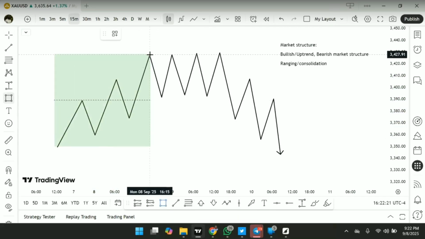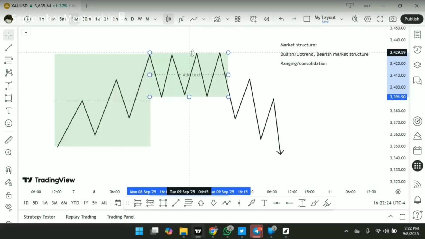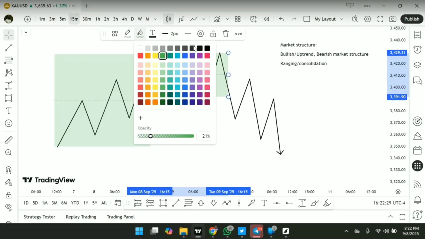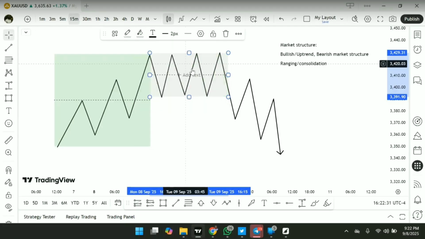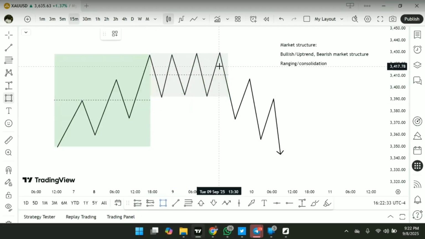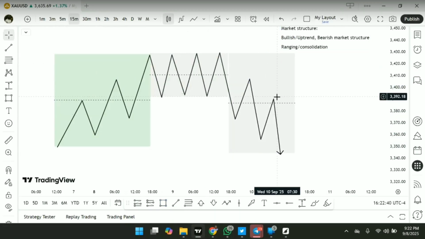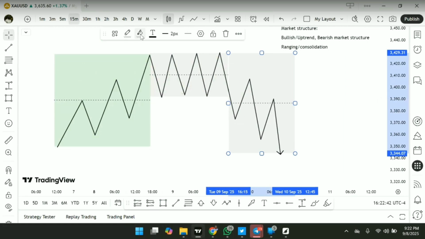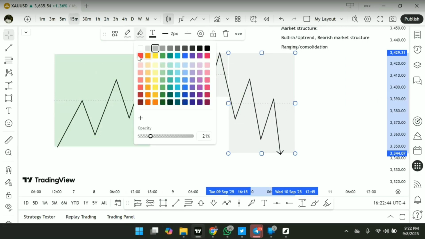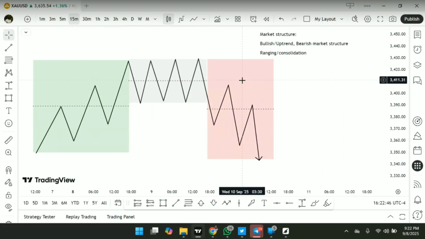So this is a bullish market. Then we have a ranging market. The market is neither giving us higher highs nor higher lows, it's just moving sideways. We call it a ranging market. I believe you are familiar with that. Yes. And then when the market is giving us a series of lower lows, lower highs, lower lows, that's a bearish market.